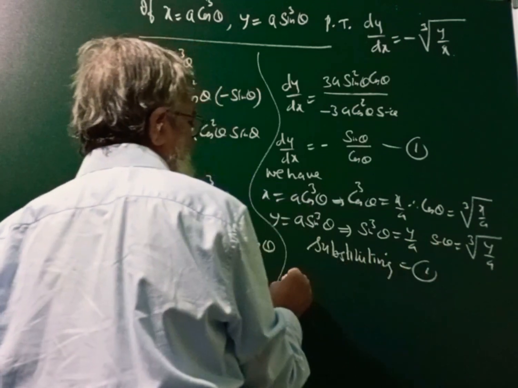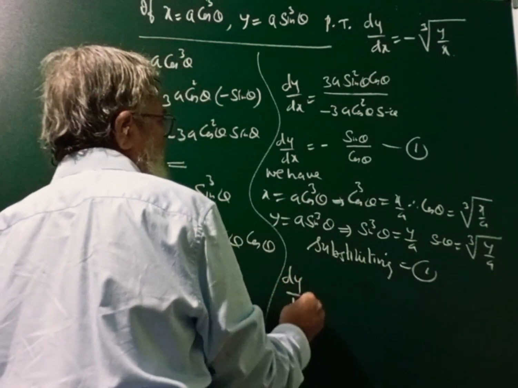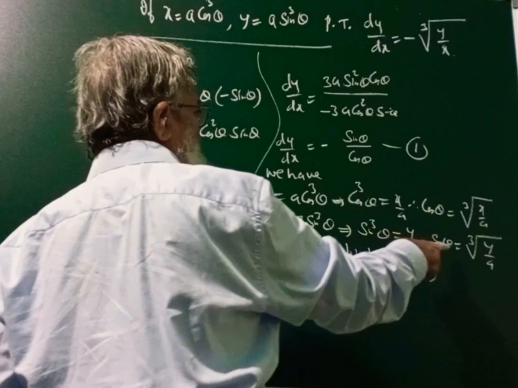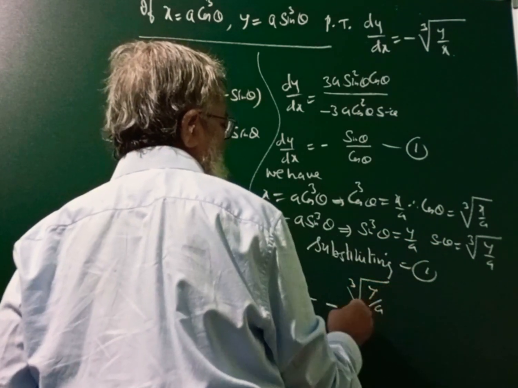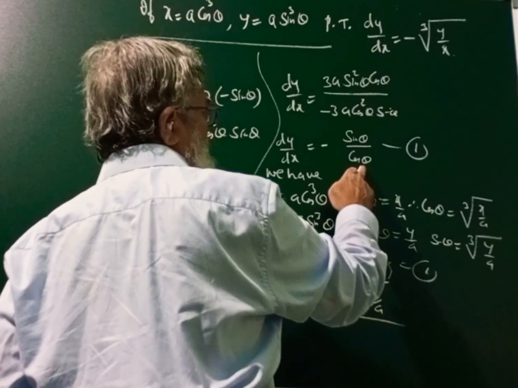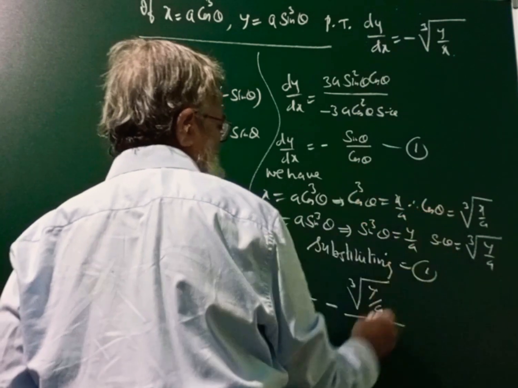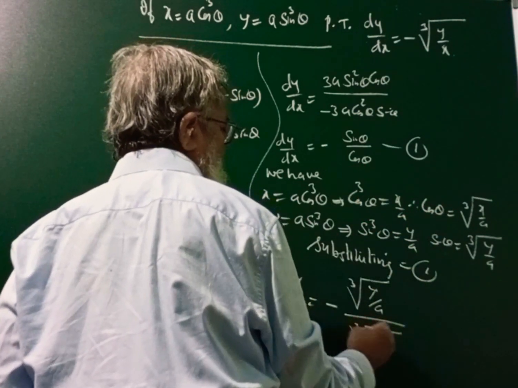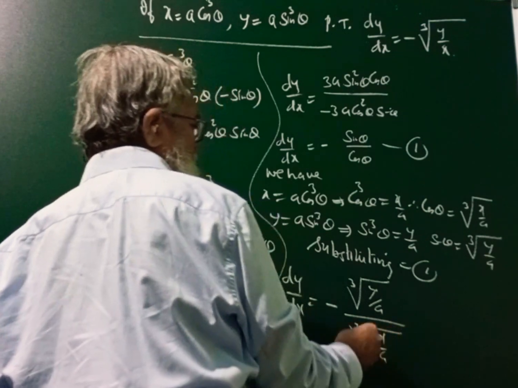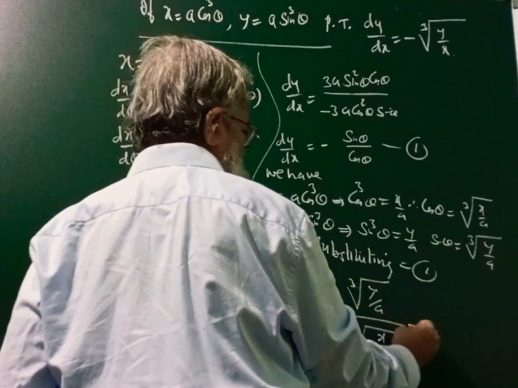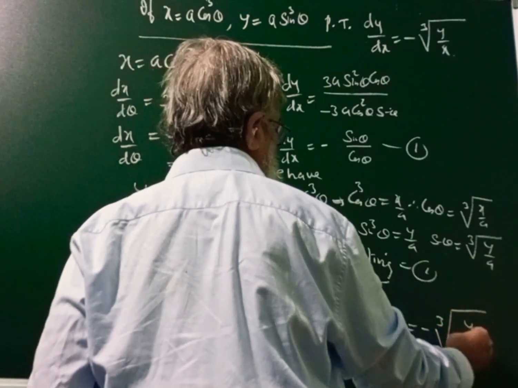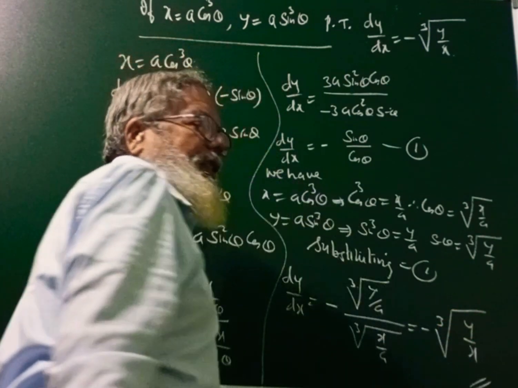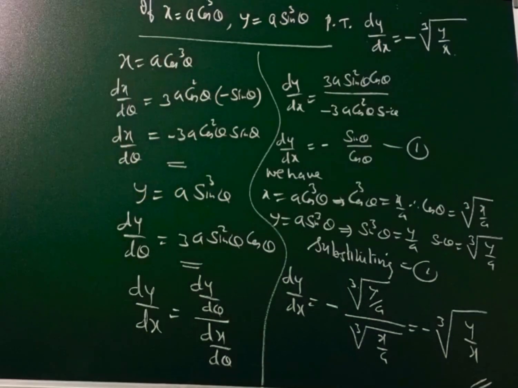Substituting in 1, dy by dx is equal to minus sine theta, cube root of y by a, and cos theta, that is cube root of x by a. You know, both have the same cube root, therefore a cancels with a, and we can write it is y by x, which is the required answer.